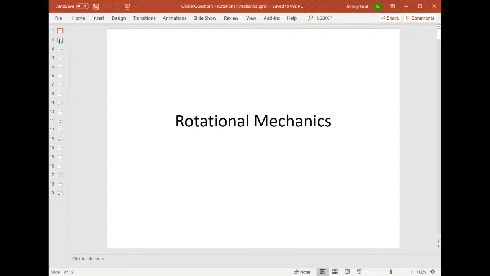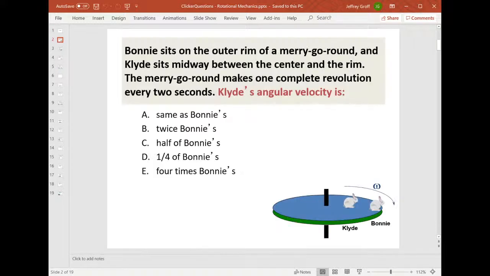Rotational mechanics. All right. I love this question. Bonnie and Clyde are bunnies. And Bonnie is sitting near the outside of a merry-go-round, the outer rim. And Clyde sits midway between the center and the rim. The merry-go-round completes one revolution every 2 seconds. Clyde's angular velocity is the same as Bonnie's, twice Bonnie's, half of Bonnie's, a quarter of Bonnie's, or 4 times what Bonnie's is.